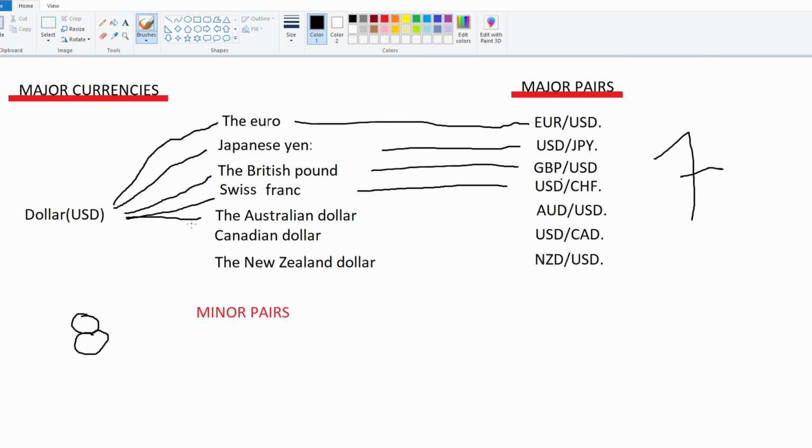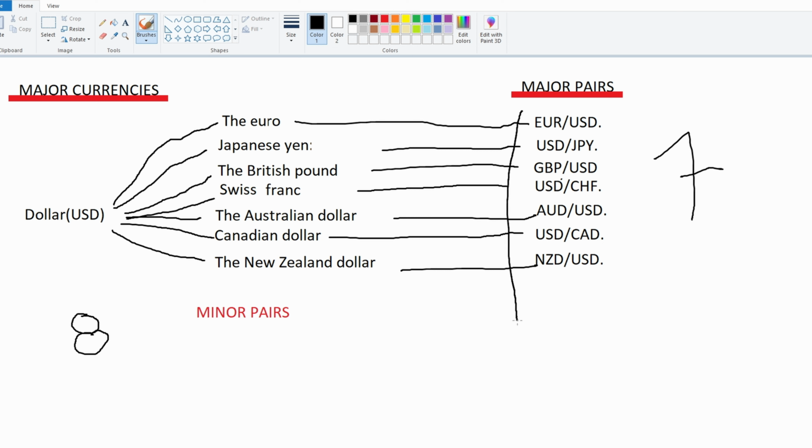You take the dollar versus the Australian dollar, we have the Aussie USD, and same thing, we take it against the Canadian dollar, we're going to have the USD CAD, and the dollar against the New Zealand dollar, and we have the NZD USD, right? Those are the major pairs.